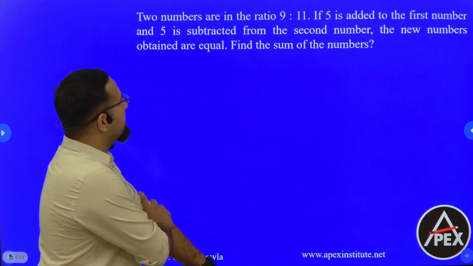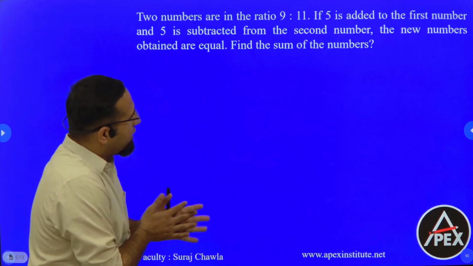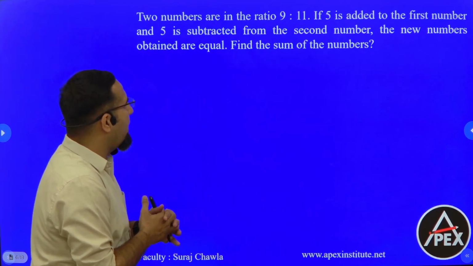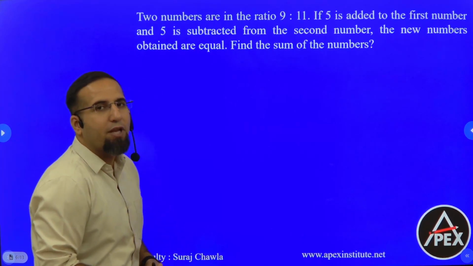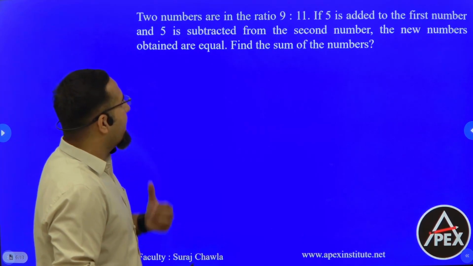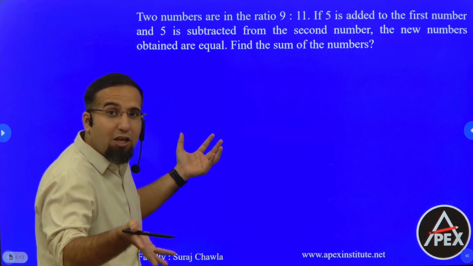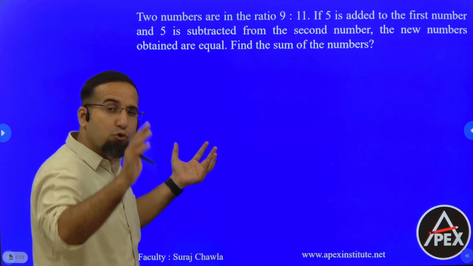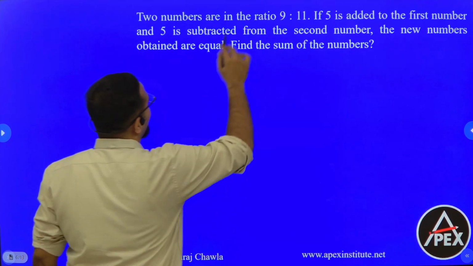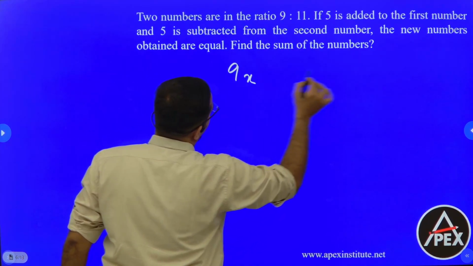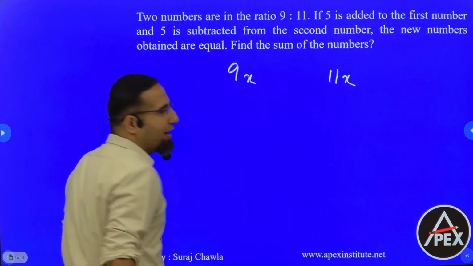Now, two numbers are in the ratio of 9:11. If 5 is added to the first number and 5 is subtracted from the second number, the new numbers obtained are equal. Again, ratio is given, total is not given. What am I supposed to do? I am supposed to convert ratios into actual values. ठीक है? तो 9:11 अगर रेशियो हो गया तो 9x और 11x उनकी एक्चुअल वैल्यू हो गई.